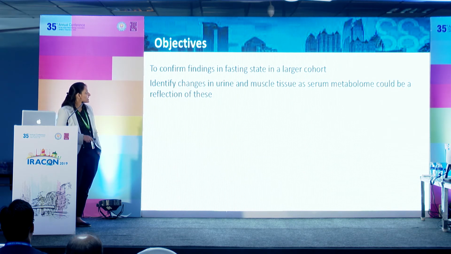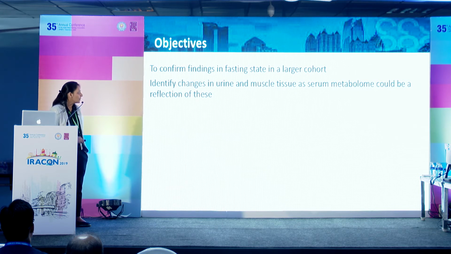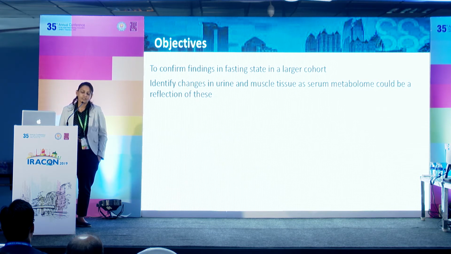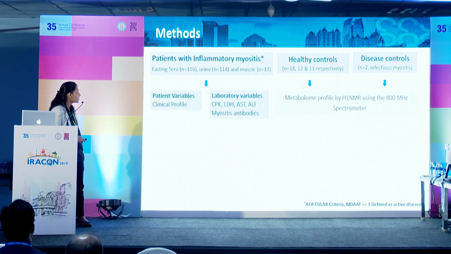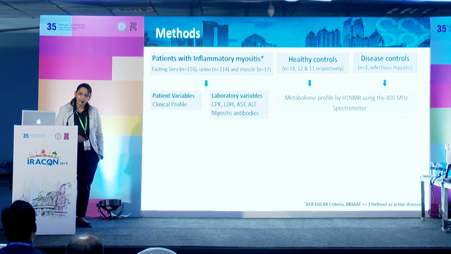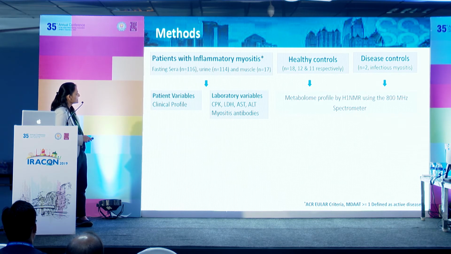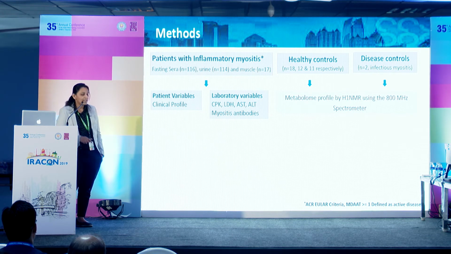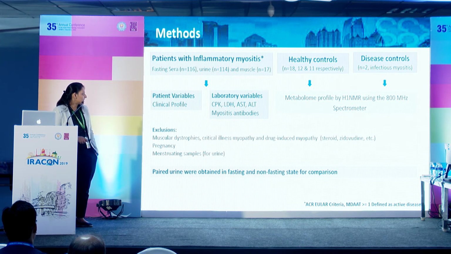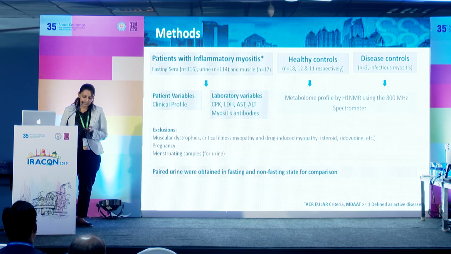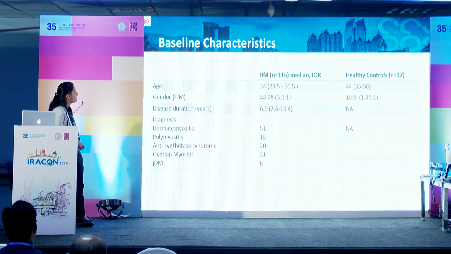So with this study, we wanted to confirm our findings in a larger cohort and to identify changes in urine and muscle tissue, as serum metabolome could be a reflection of these. So we took 116 patients with fasting sera, and 114 of them had urine as well because menstruating or pregnant women were excluded, and 17 muscle biopsies from active myositis. We also took 18 healthy controls and 11 healthy biopsies, and 2 disease controls from infectious myositis. Muscle dystrophies, other muscle disorders, pregnancy and menstruating samples were excluded, and paired urine were obtained in fasting and non-fasting state to look at the effect of environmental factors here as well.